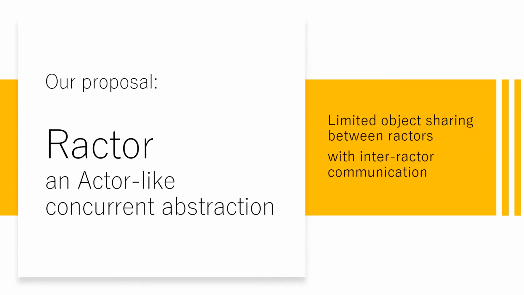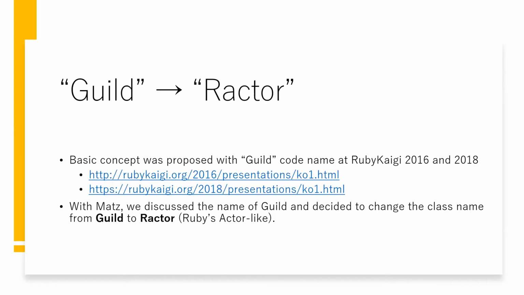To achieve our goal, we propose a new concurrent abstraction named Ractor. Ractor is an actor-like concurrent abstraction. The key idea is limited object sharing between Ractors and making a program with inter-Ractor communication. By the way, this project was renamed from Guild. After discussion with Matz, we decided to rename Guild to Ractor this year.